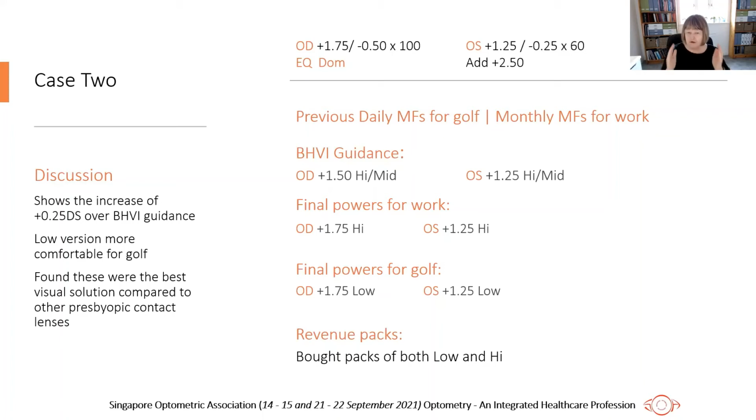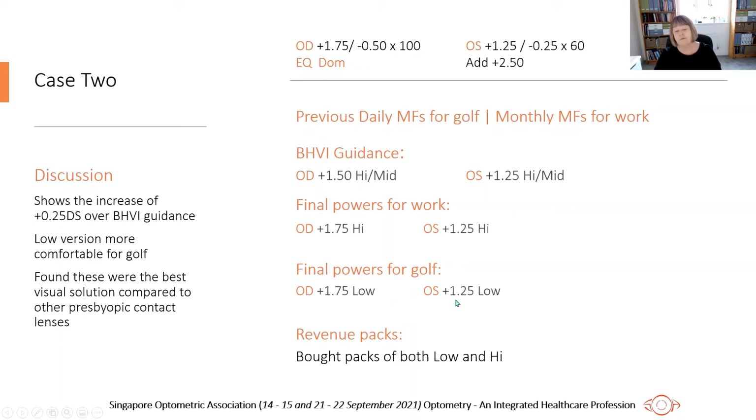So this person really wanted to see very, very close for near, and he had equal dominance in the eyes. So in fact, it would be the BHVI guidance here. The final prescriptions for close work were 175 and 125, which is very close to the guidance, but high in both eyes. So he really wanted to get that really good vision, very close to his face. But for golf, that was causing a bit of blur because it's not recommended having high in both eyes.